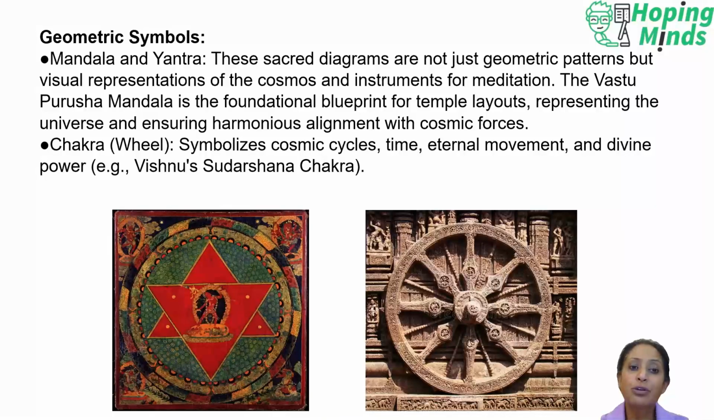The Vastu Purusha Mandala is the foundational blueprint for temple layouts, representing the universe and ensuring harmonious alignment with cosmic forces. The chakra, the wheel, symbolizes cosmic cycle, time, eternal movement, and divine power. Example, Vishnu's Sudarshan Chakra.